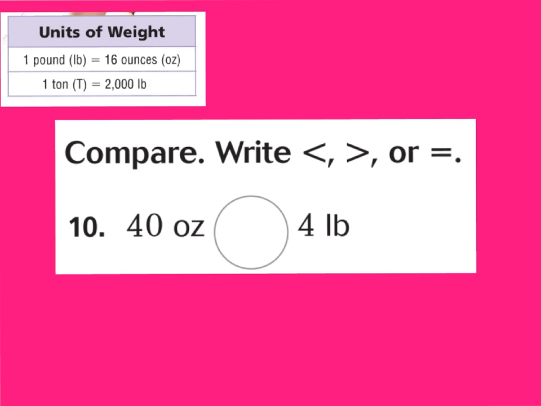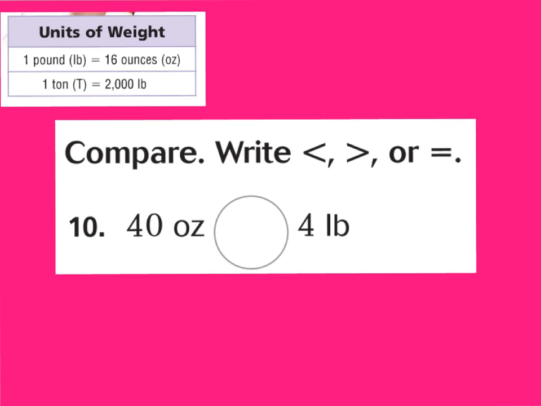Okay, boys and girls, let's take a look at question number 10. Number 10 says 40 ounces in 4 pounds. You need to compare with less than, greater than, or equal to see which one's greater. Look at your chart, press pause, and try to figure this one out all by yourself.